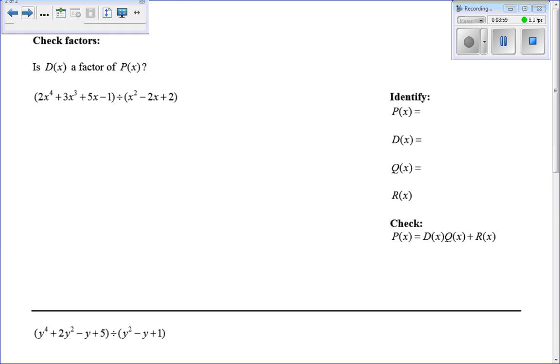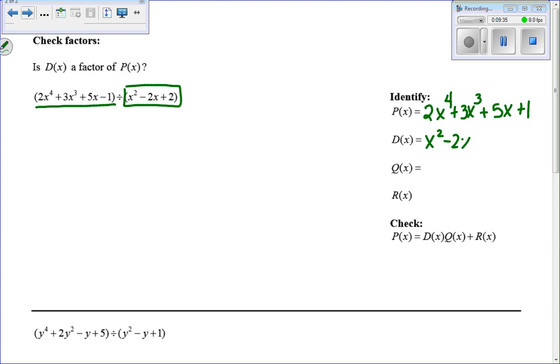There's one that's a little bit more complicated. And this asks, is d of x a factor of p of x? So what this is asking is, is this a factor of this? Okay? So first I want you to identify the p of x, d of x. Your p of x is 2x to the 4th plus 3x cubed plus 5x plus 1. And your d of x is x squared minus 2x plus 2.